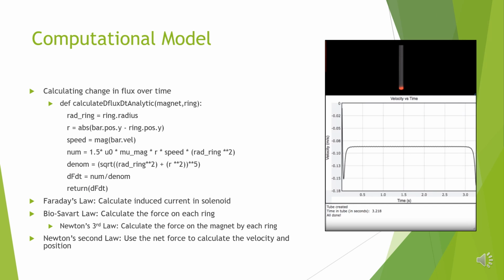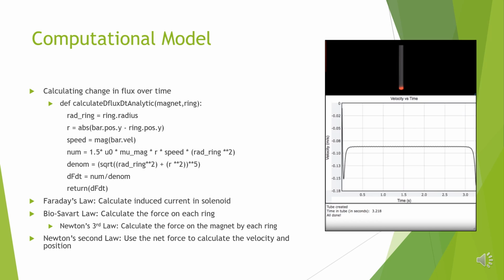After I conducted my experiment, I created a computational model of the velocity of the bar magnet over time. Here I show a snippet of my code to calculate the change in flux over time. So first I inputted all the initial conditions that I also used in my experiment, and then I calculated the magnetic field at the location R relative to the magnet. And I found the change in flux over time through each ring while the magnet was falling.